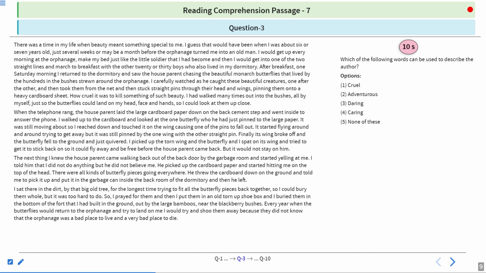The next question is: which of the following words can be used to describe the author? Cruel, adventurous, daring, caring, and none of these. You have 10 seconds to choose accordingly.